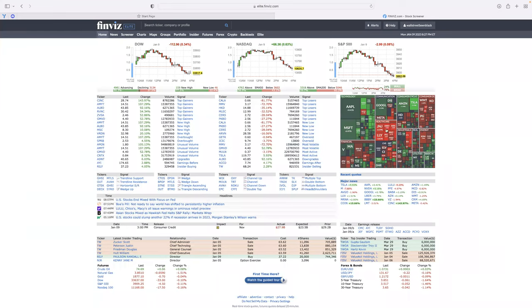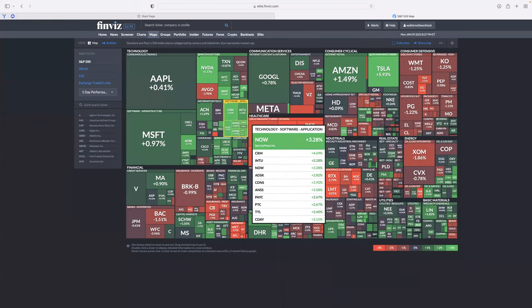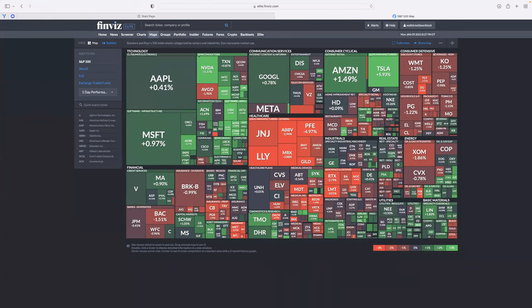So the main thing I like to use this for is this stock map right here. So you come here and you click on the map. And what the stock map is, remember we kind of talked about this, is it is going to show you, this is set to show me the S&P 500, all of the companies that are in the S&P 500, and it breaks it down. So you see here at the top, we have technology.